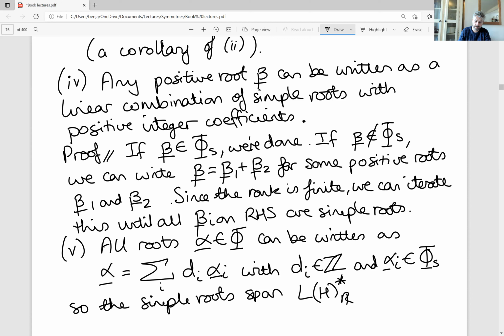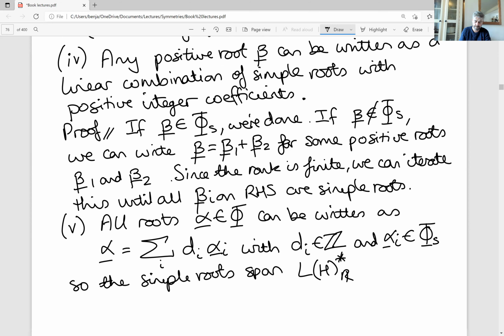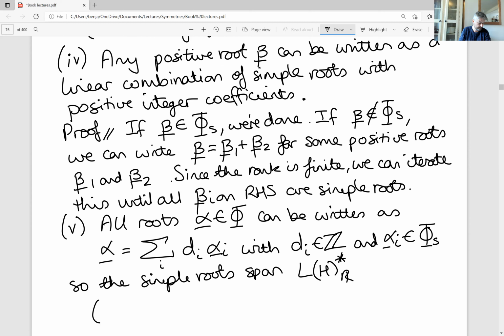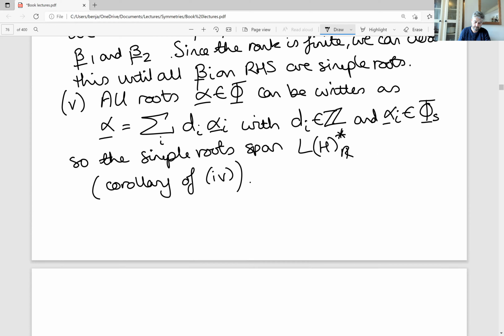So actually, this is just a corollary of 4, because we can write the negative roots as minus a positive root. Corollary of property 4. Okay, lastly, simple roots are linearly independent.